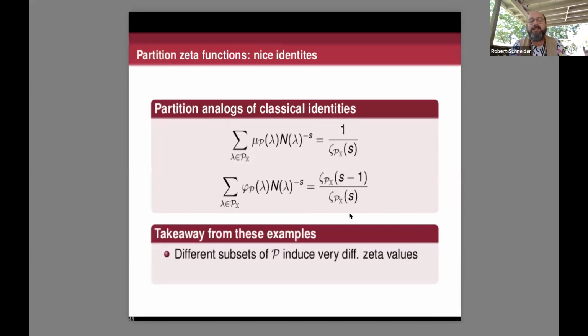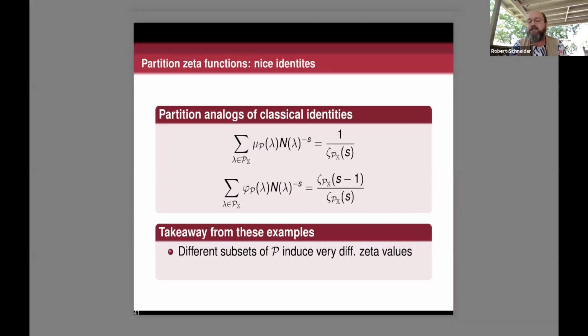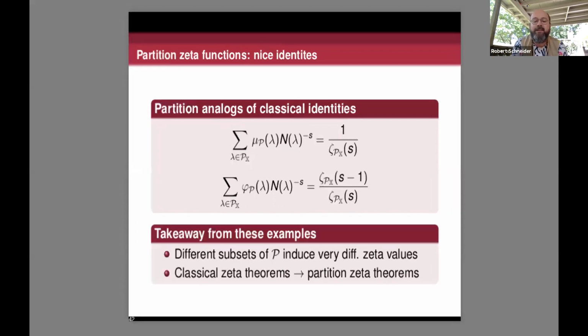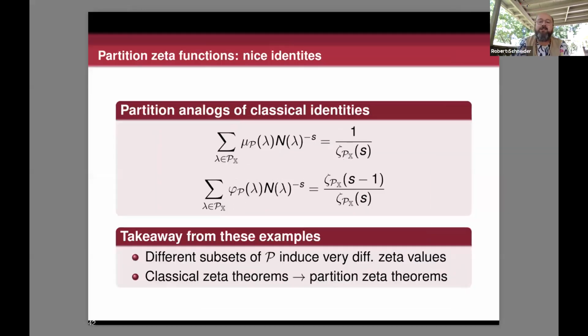The takeaway from these examples is that different subsets of partitions induce different zeta values, not just the argument. And also, classical zeta function theorems actually do extend to partition zeta function theorems. That goes back to expecting that our arithmetic theorems will extend into partition theory.